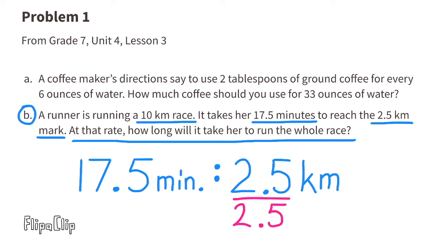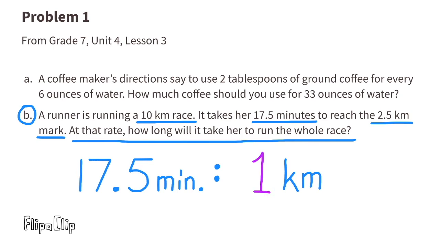2.5 divided by itself equals 1. So we have 1 kilometer. Now we need to divide the other side by 2.5. 17.5 minutes divided by 2.5 equals 7 minutes. Well, we know that it takes 7 minutes to run 1 kilometer.